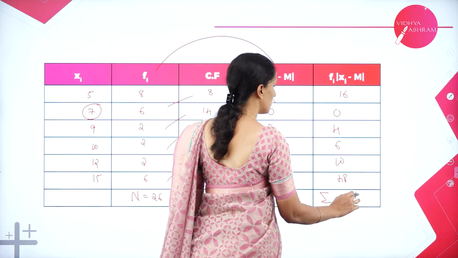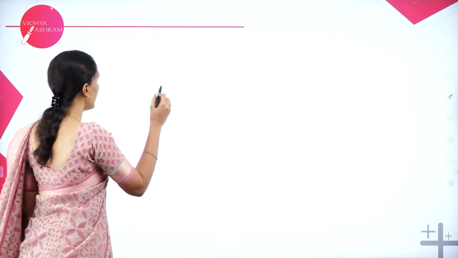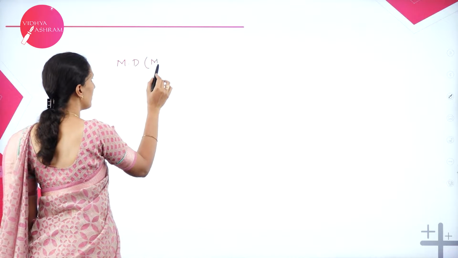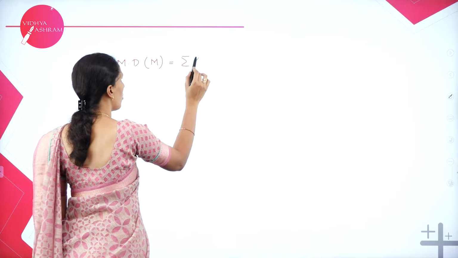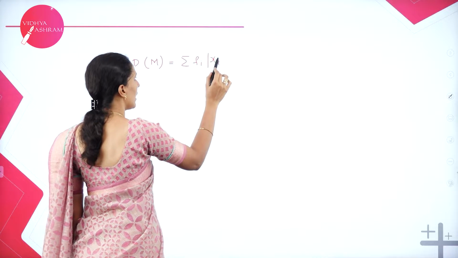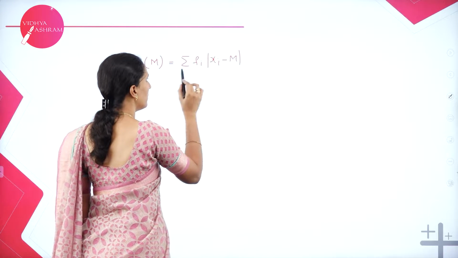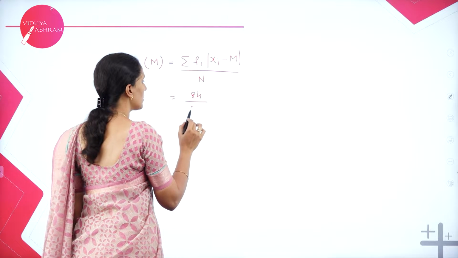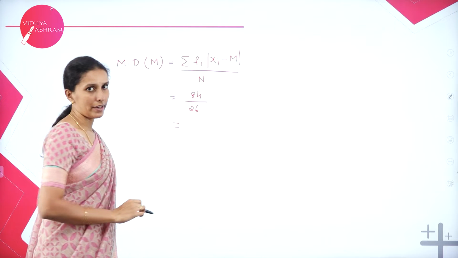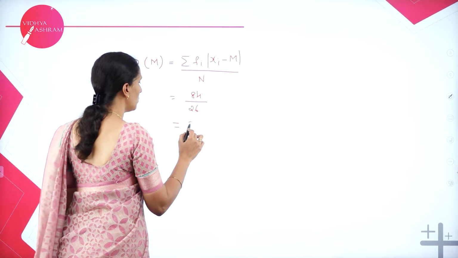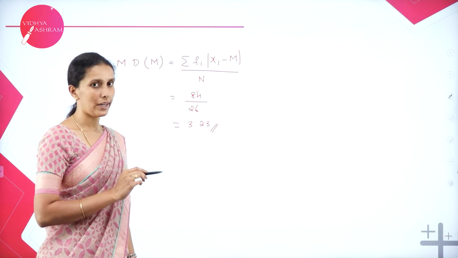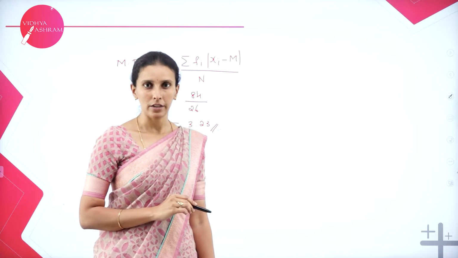Now, let us find the mean deviation. So our mean deviation, whenever median is given, is the summation of fi |xi minus M| divided by n. Now we got this as 84, n is 26. Let us divide this. The value will be equal to 3.23. So this is the mean deviation for the following data whenever the median is given.